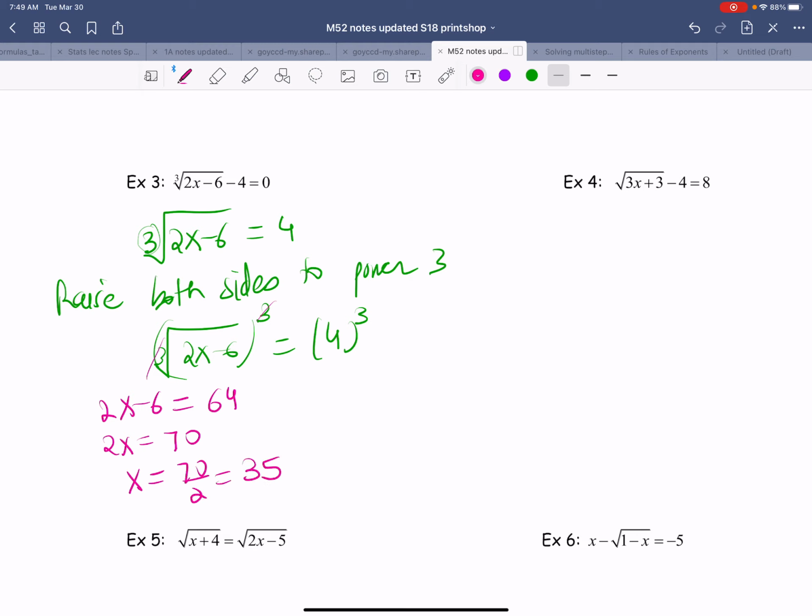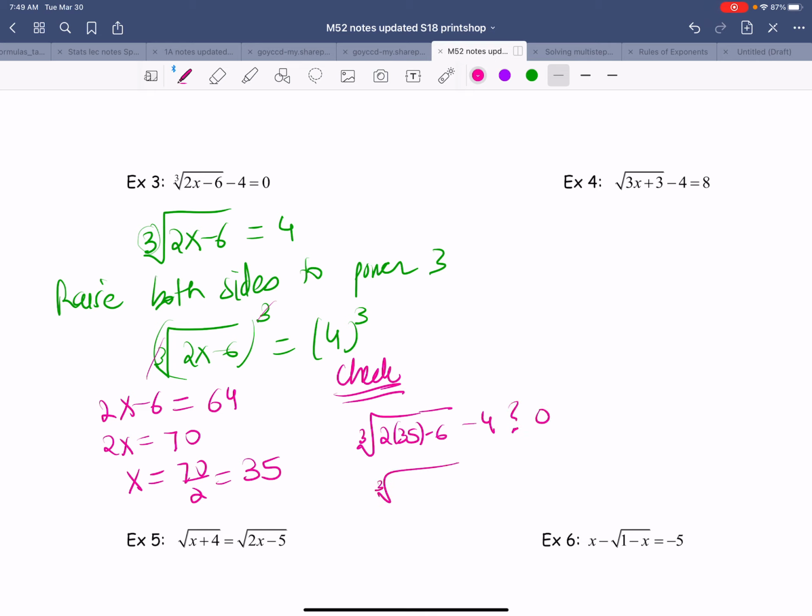Now, in case of a cube root or fifth root, it's not really necessary to check your answer, but it's always a nice thing to be at peace when you know your solution is correct. You haven't made any mistakes. So I'm going to plug the 35 into 2 times 35 minus 6 minus 4. Is that equal to 0?